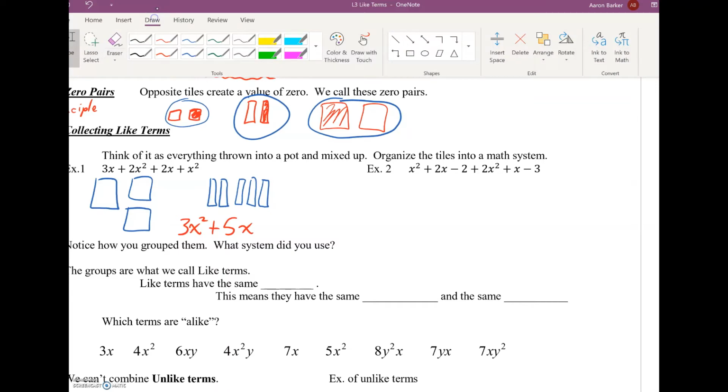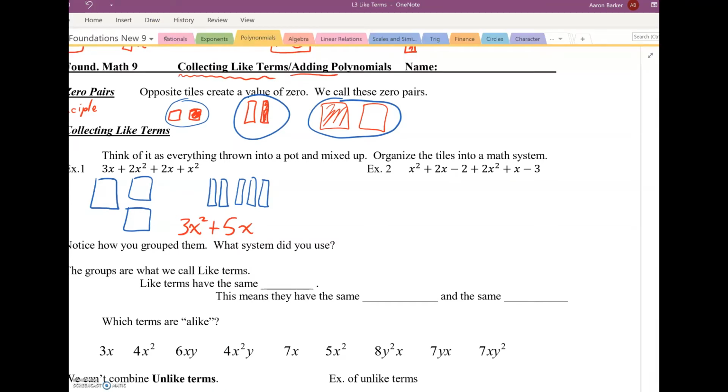With this next question, you're going to go and draw the pairs. I'm using blue here. I have an x squared. I have 2 x's. I can draw my x's this way if I want. That's fine too. I have a negative 2, so it's a small square that's shaded, and there should be 2 of them. And then I have a 2x squared. So there's 1, there's 2.